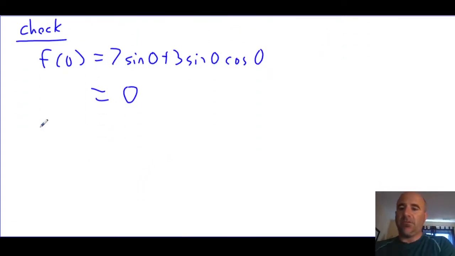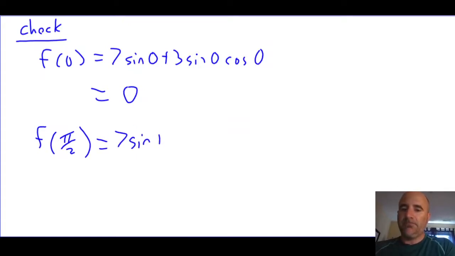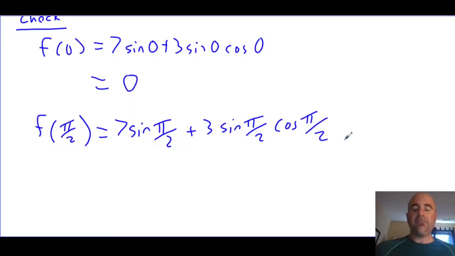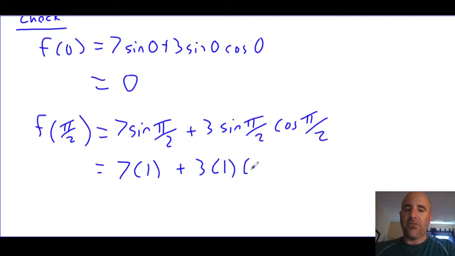And then we do the same thing with pi over 2, the other endpoint, which is 7 sine pi over 2 plus 3 sine pi over 2 cosine pi over 2. So what do we get here? Well, the sine of pi over 2 is equal to 1. But the cosine of pi over 2 is equal to 0. We just get 7 here.